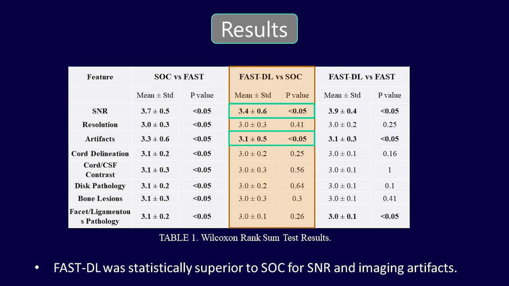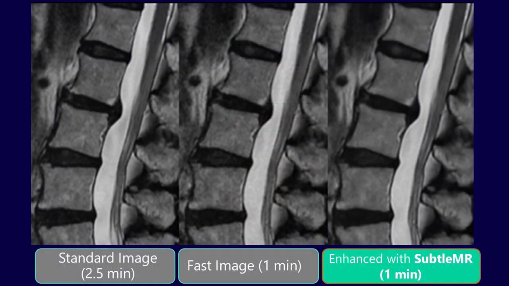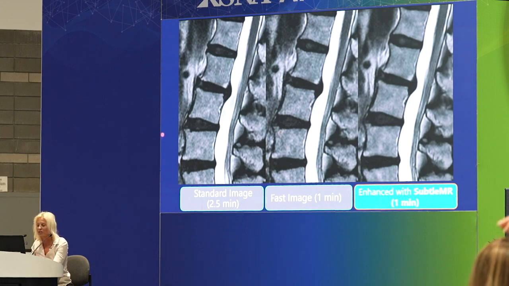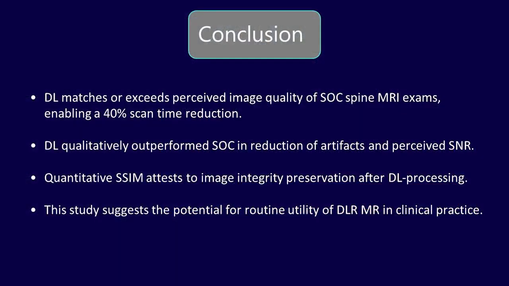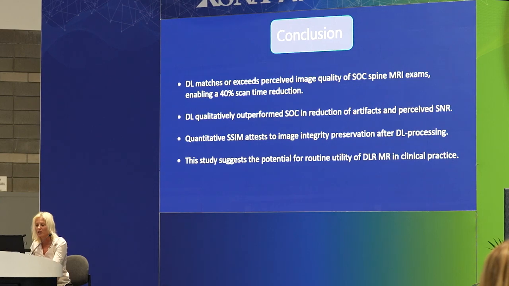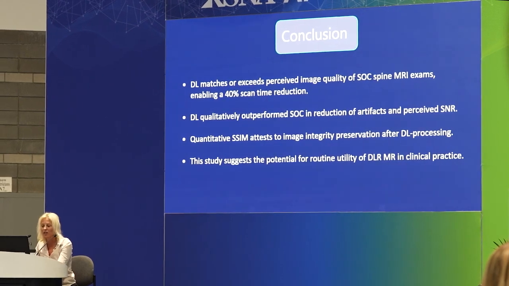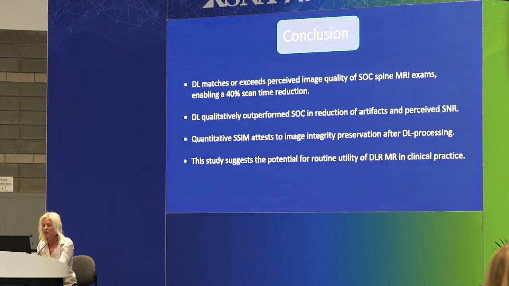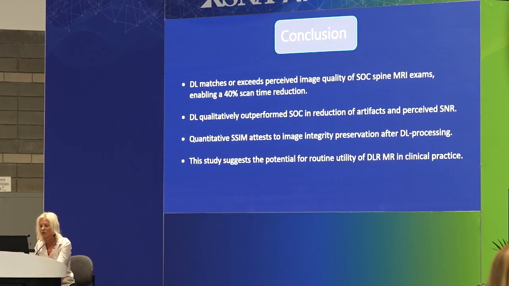And what we found was that the FAST-DL was statistically superior to standard of care for signal-to-noise ratio and imaging artifacts. These are the kind of images we saw in the trial, although we're blinded, so we don't know which one we're looking at, but standard on the left, FAST in the middle, and the enhanced image on the right-hand side. You see that disc protrusion is very well seen on the enhanced image. And what we found is that DL matches or exceeds perceived image quality of standard of care spine MR exams, enabling really a 40% scan time reduction. The DL qualitatively outperforms standard of care for reduction in artifacts and perceived signal to noise.